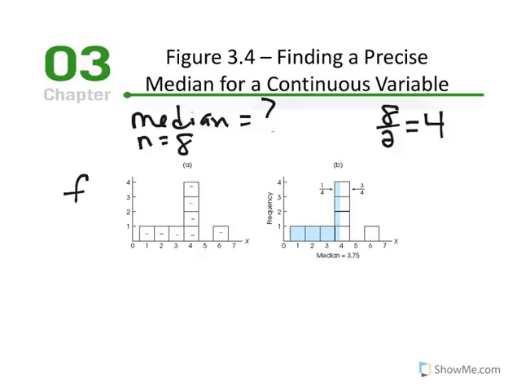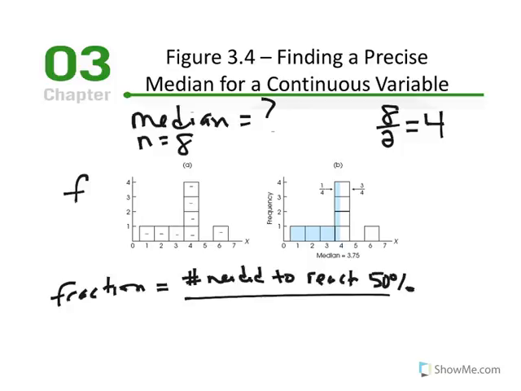And we get 4. So when we use that equation that said the fraction is equal to the number needed to reach 50% over the number in the interval, the 4 represents the number needed to reach 50%, right? So if we want to split the frequencies in half or identify 50% of the frequencies, that's equal to 4.